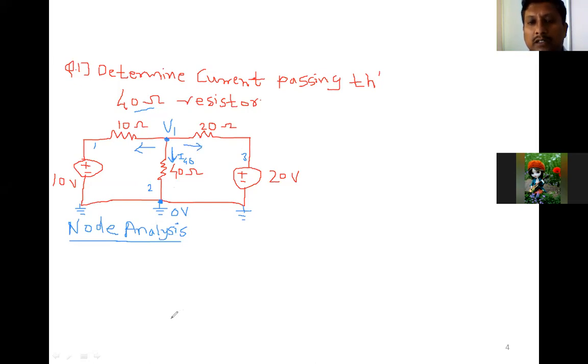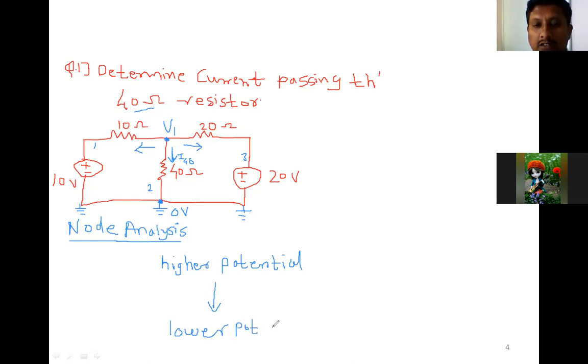So what is the property of current? Current always flows from higher potential, meaning higher potential voltage, to lower potential. What is the meaning of this? Current always flows from higher potential value of voltage to the lower potential. So this direction of current is correct when V1 is greater than this 10 volt.